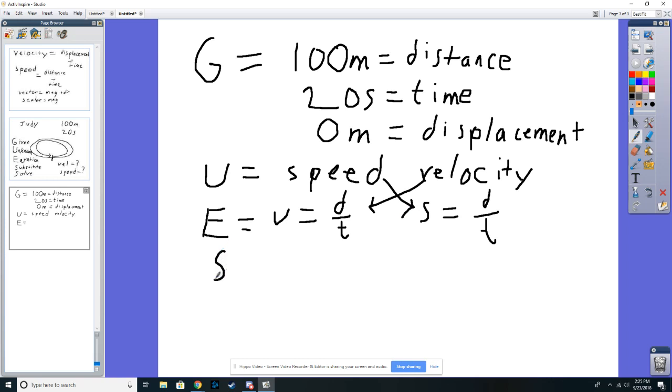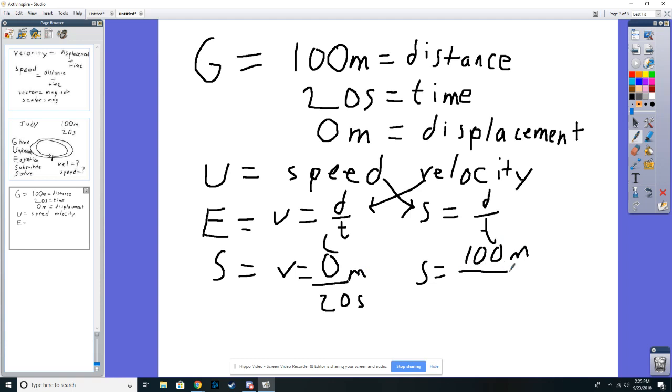So the next step is to substitute. So we are looking for, say, the velocity. So velocity is displacement over time. The displacement is 0. The time is 20 seconds. We're looking for speed. Speed equals distance of 100 meters. Always remember your units. Even Mr. T forgets sometimes. Over 20 seconds.